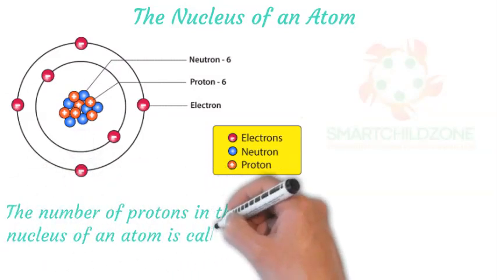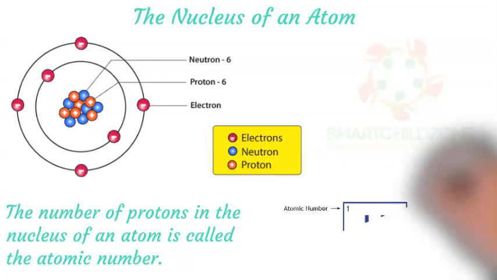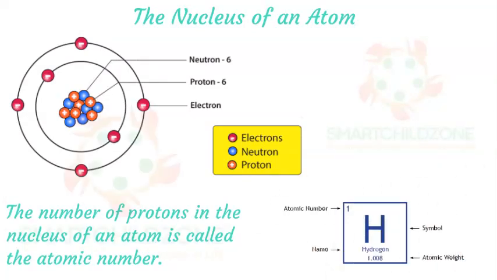The number of protons in the nucleus of an atom is called the atomic number. For example, hydrogen has the atomic number 1, all hydrogen atoms have 1 proton in their nuclei. Helium has the atomic number 2, all helium atoms have 2 protons in their nuclei. There is no such thing as a hydrogen atom with 2 protons in its nucleus. A nucleus with 2 protons would be a helium atom. The atomic number defines an element.